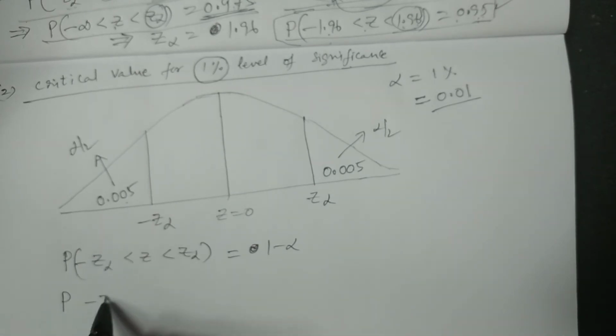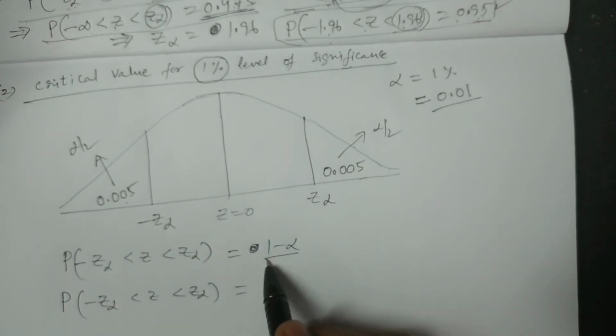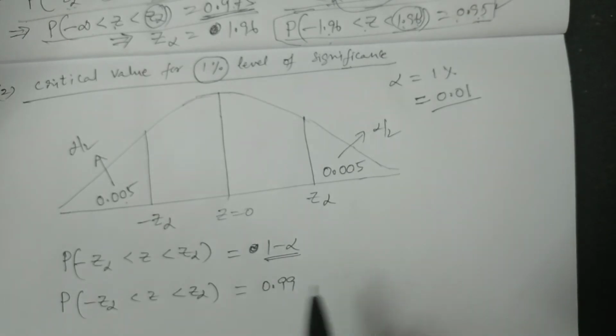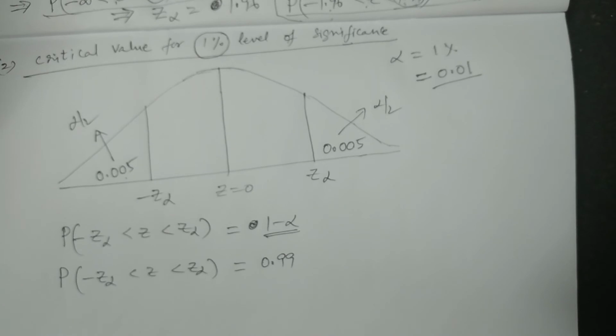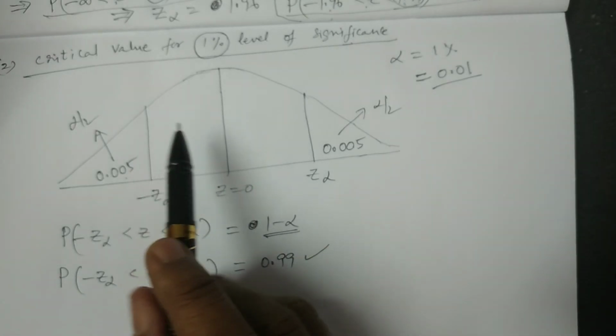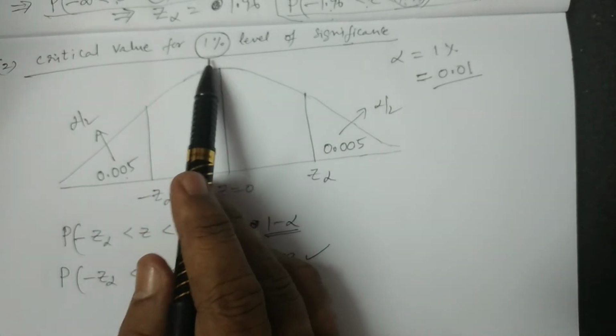Probability of minus Z alpha is less than Z is less than Z alpha, that is for 1% level of significance. And this is nothing but now 1 minus alpha is 0.99, that is 99%. If you remember, I have calculated 95% confidence limits, right? So for which it is the base, right? So now I am calculating critical value for two-tailed test, that is at 1% level of significance.